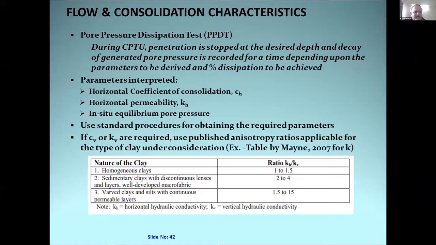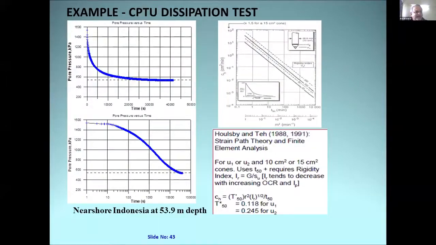If vertical coefficient of consolidation or permeability is required, we generally use published anisotropy ratios applicable for the type of clay under consideration. An example is shown for permeability in the table. On the left side is an example of pore pressure dissipation test result from near shore Indonesia at 53.9 meter depth.